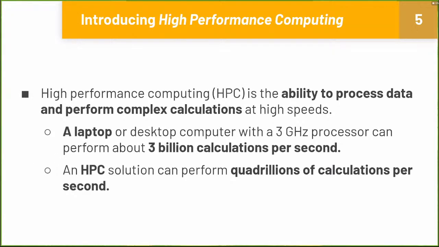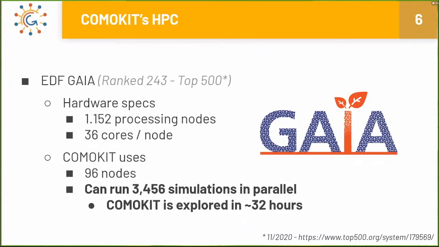And that's why we use high performance computing, which I'm going to just call HPC, it's simpler. I gave numbers: one laptop can make 3 billion calculations per second. And an HPC is a special computer, a kind of server, which is designed to process faster and better. It can do quadrillions of calculations per second. So it's way better, way faster.